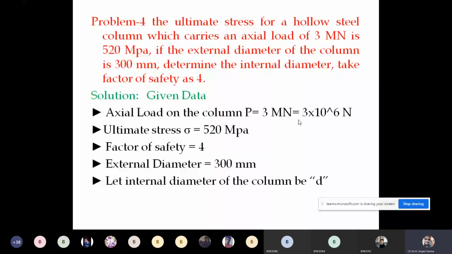Ultimate stress for a hollow steel column which carries an axial load of 3 meganewton. Meganewton, it is not kilonewton. Kilo means 10^3, mega means 10^6. The ultimate stress for a hollow steel column which carries an axial load of 3 meganewton is 520 megapascals.